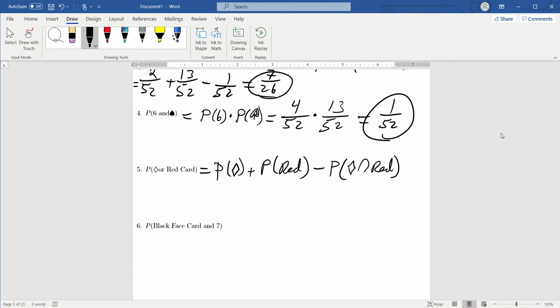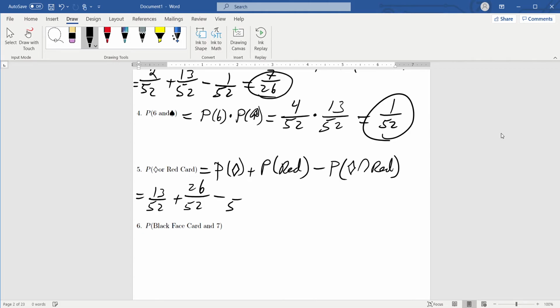So first, probability of a diamond. How many cards are there? 52. Now 52, how many are diamonds? 13. And then I have a plus. How many cards are there? There are 52. And out of the 52, how many are reds? Out of the reds, there are 26.